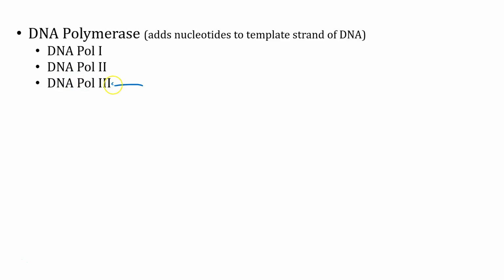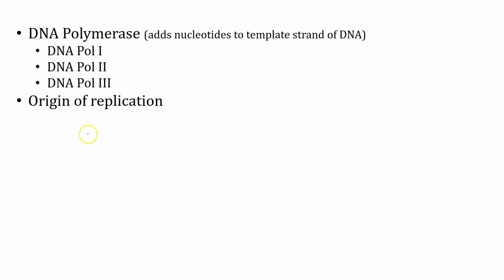3 is the one that's used mostly for making new DNA, and then 1 and 2 are more for repair type situations. And if you didn't quite catch that, DNA pol is just a shortened word for polymerase. So when you see DNA pol 1 or DNA pol 2 or DNA pol 3, just know that we're shortening this word, so it says DNA pol instead of polymerase.